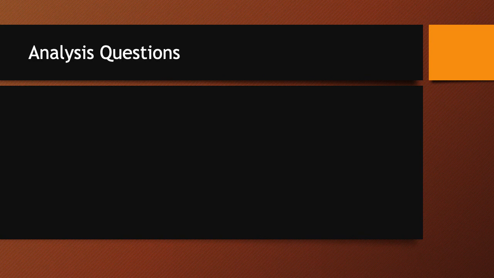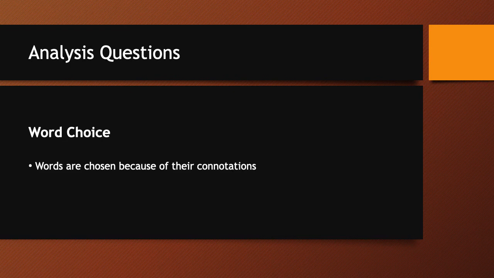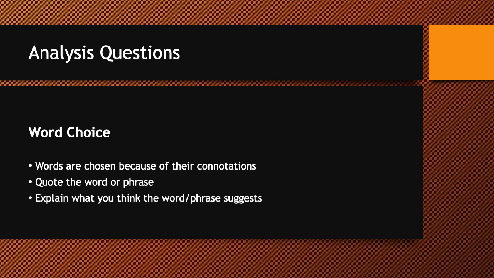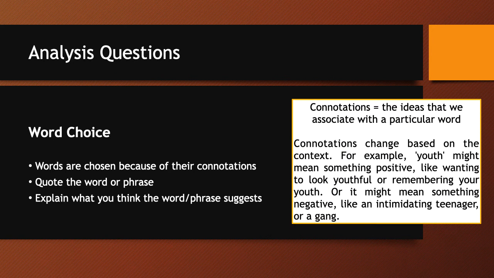Okay, on to analysis questions then. So starting off with word choice, we'll be pretty familiar with word choice. Remember that the words in the poem are chosen usually deliberately by the poet, and it's really important that we think about the connotations of those words. So remember that connotations are the things that we associate with that word. So usually you should quote the word or a very short phrase, and then you should explain what you think the word or phrase suggests. So again, remembering to add in connotations.